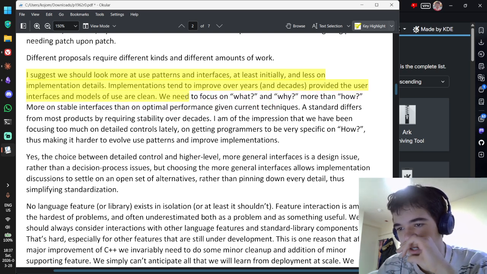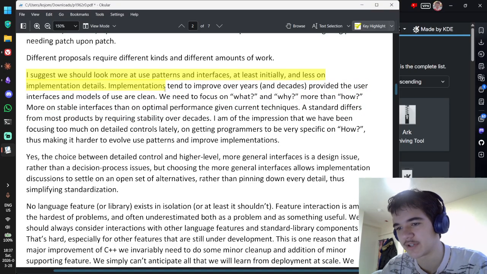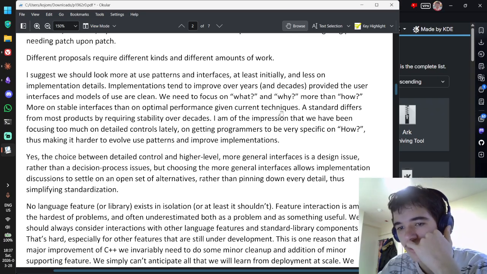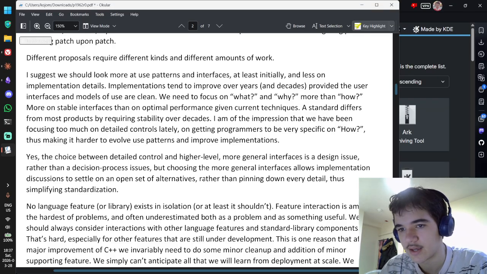Okay, more on stable interfaces than on optimal performance, given current techniques. A standard differs for most products by requiring stability over decades. I have the impression that we have been focusing too much on detailed controls lately, on getting programmers to be very specific on how, thus making it harder to evolve use patterns and improve implementations. That is a brilliant argument.